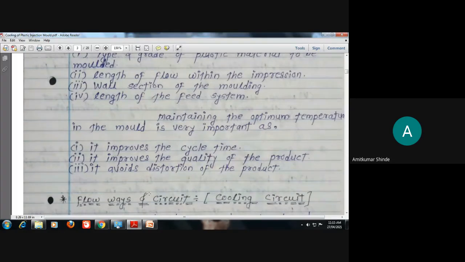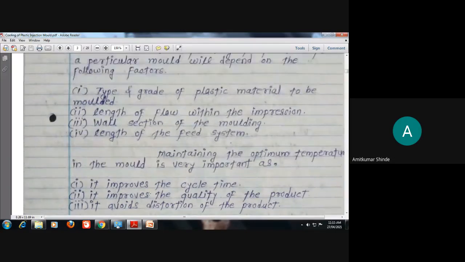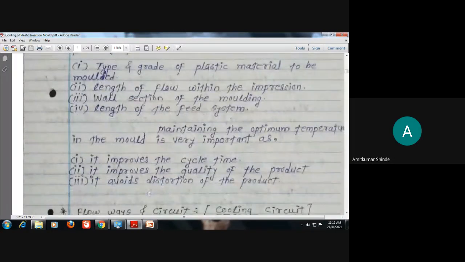Already we have discussed that different factors will be type of the material and its grade, then length of the feed system, then length of the flow, and wall section of the molding, as well as wall thickness of the part. Okay, in this way you can control this mold temperature.